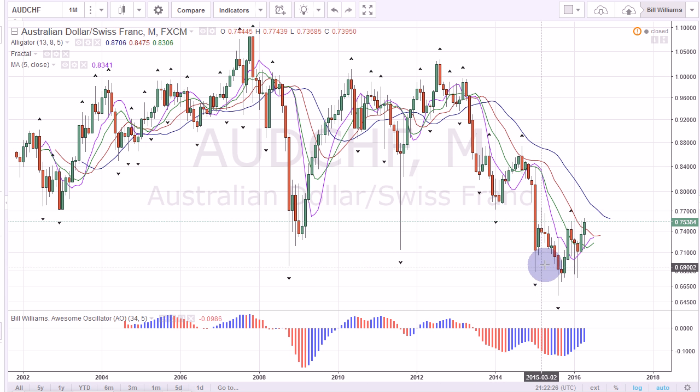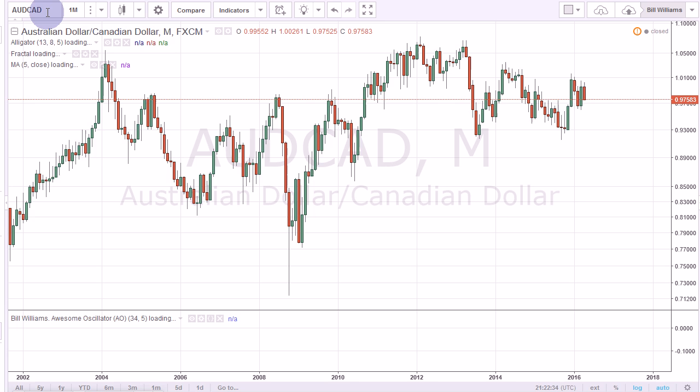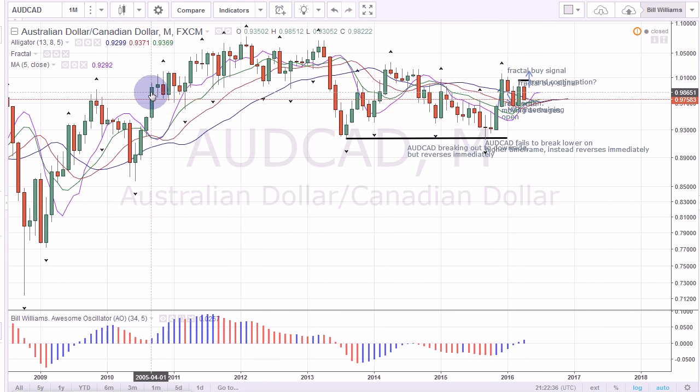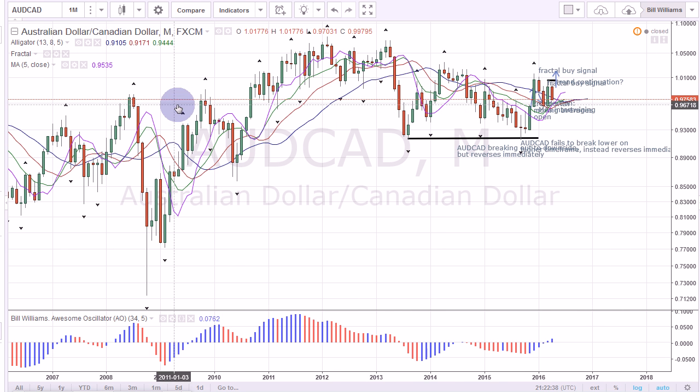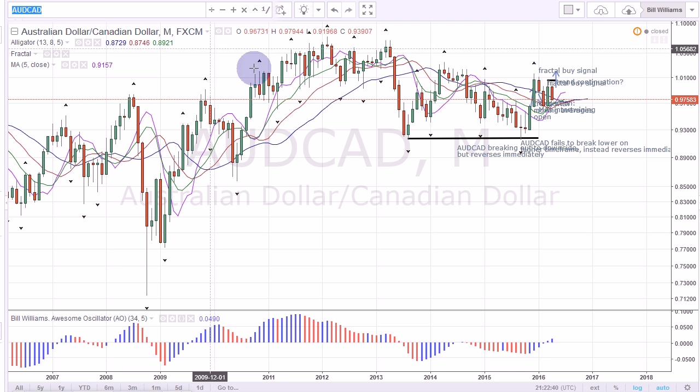We might see a bounce out of this. Who knows where it's going to go. The fractal has been hit, so let's just wait and see. The same thing is kind of true for the Australian Canadian. You do get a movement here which is more of a side move than anything else.